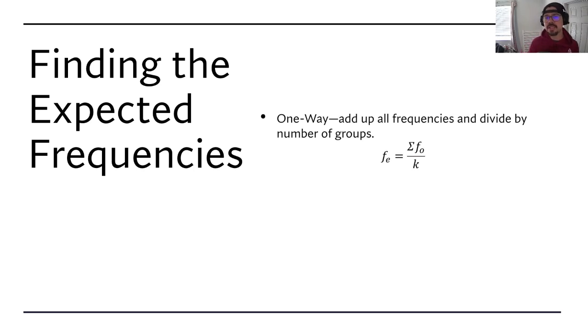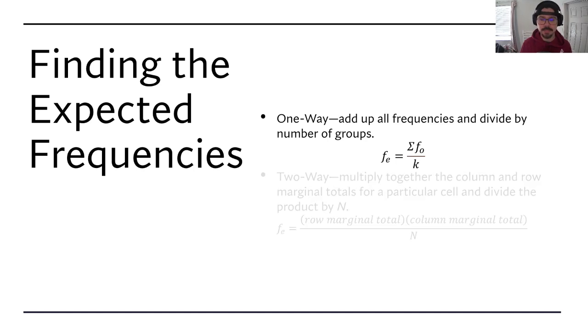For calculating the expected frequency for a one-way chi-square, you would add up all the frequencies in your test and divide by the total number of groups. And so here's the formula. Fe equals the sum of Fo divided by K. We were first introduced to K in the previous module for ANOVA. We learned that K represents your number of groups.